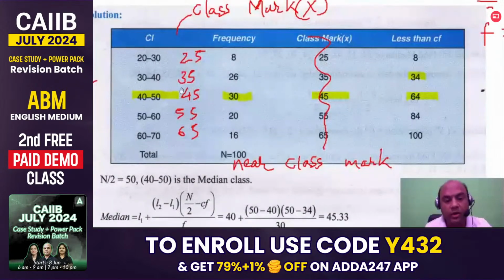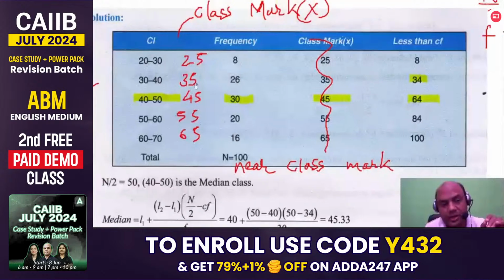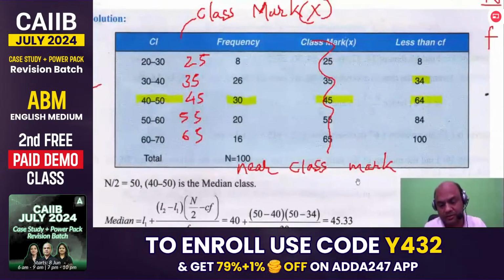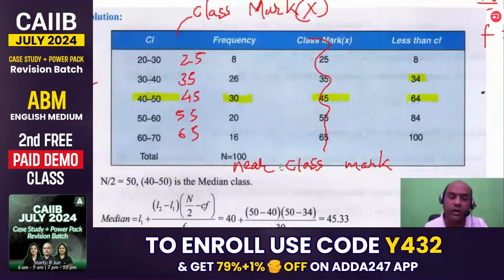45. What is the median? 45.33. So your median will always be near the class mark. If in the exam you don't have time, then check which answer is near the class mark. Whichever answer is near the class mark, tick that as the correct answer. So always remember, your median will always be near the class mark. Okay. Got it, everyone? Next one.